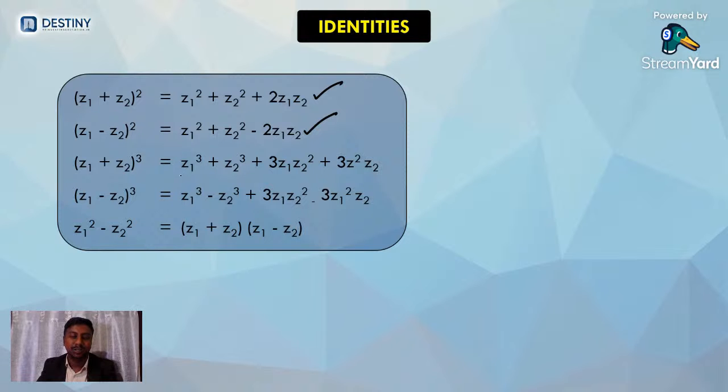z2 z1 square. Here I have missed one: z1 square z2. The same thing for minus. And a square minus b square will become a plus b into a minus b. Likewise, z1 square minus z2 square is equal to z1 plus z2 into z1 minus z2. That's it. So identities are very easy, as we have studied in our previous class itself.